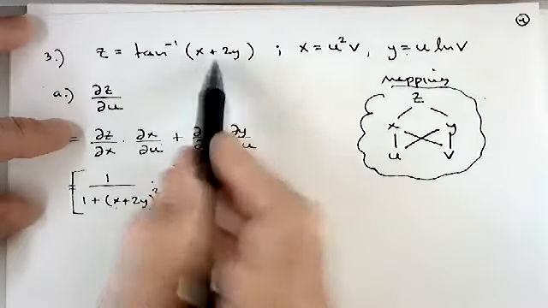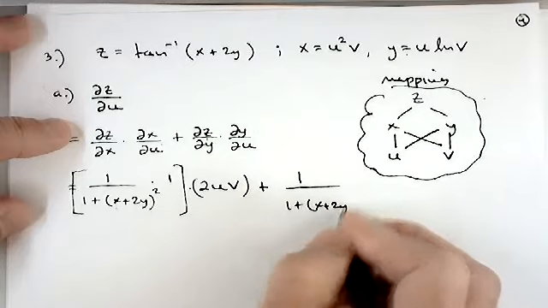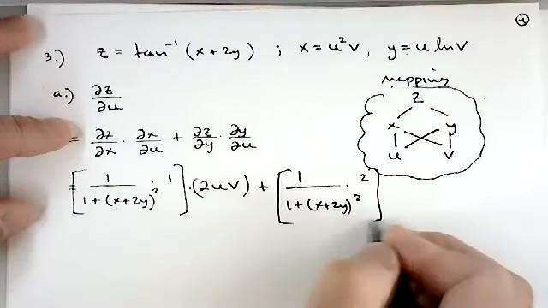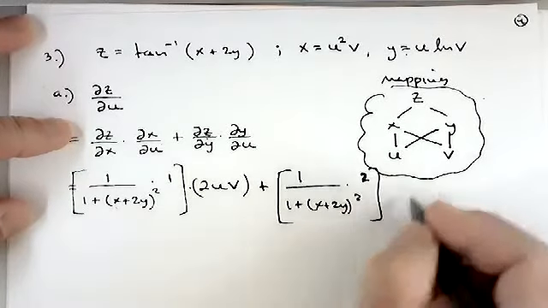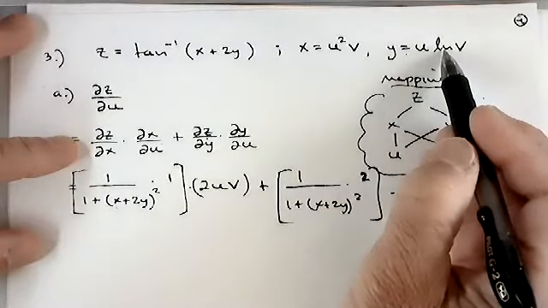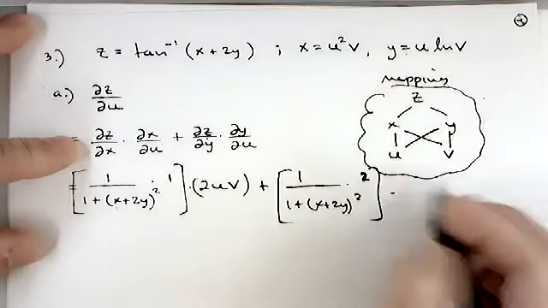Partial of z with respect to y is 1 over 1 plus (x plus 2y) squared, times 2 this time, times the partial of y with respect to u. That would be u, that would just be 1. It's going to be just times ln of v.